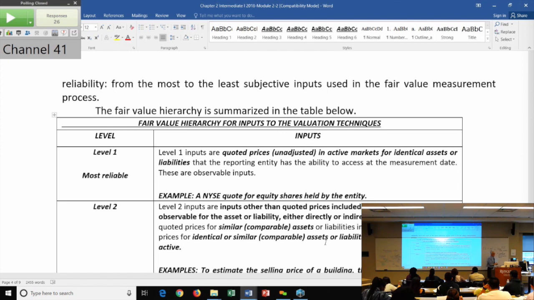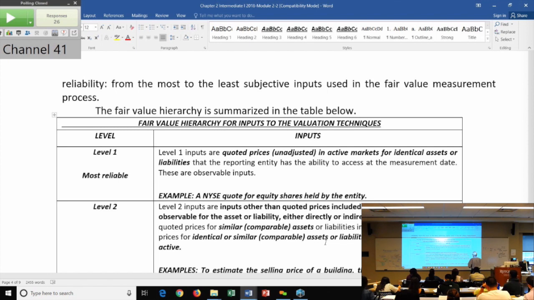Level 1 would include a quoted market price for the identical asset or liability. So again, you open up your computer, you get a quote from the New York Stock Exchange today. That is level 1.